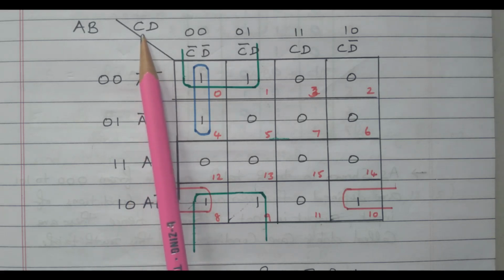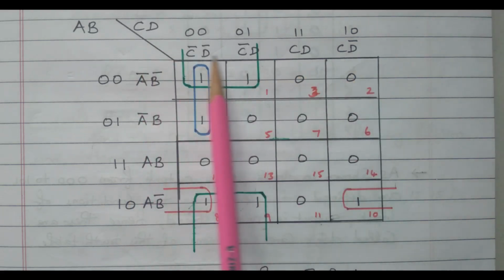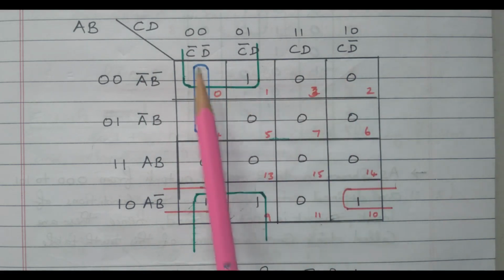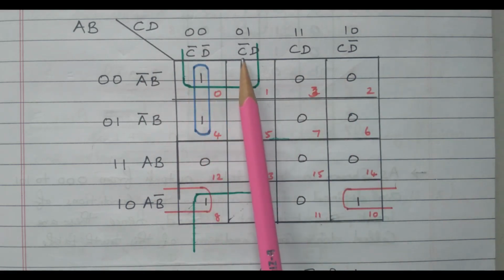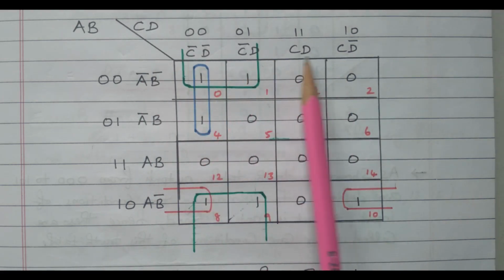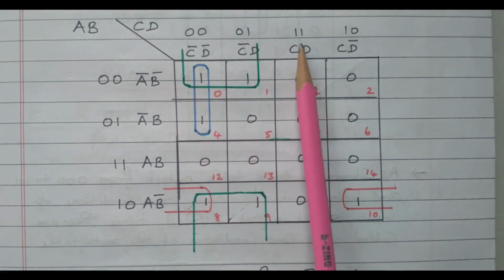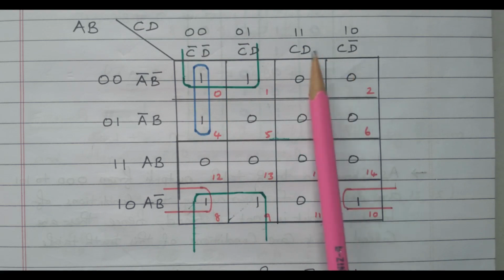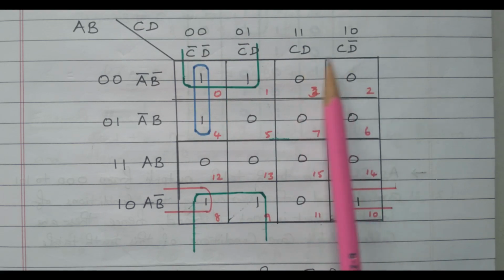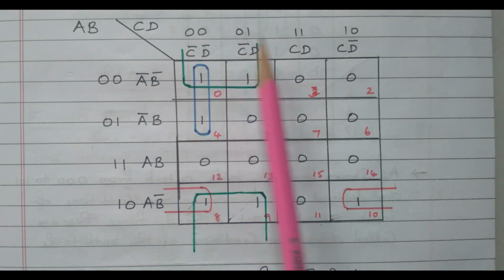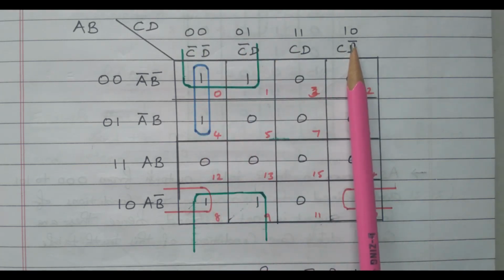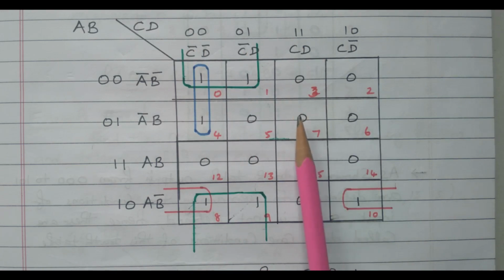Similarly, CD has 2 variables, so 4 possible combinations are available: C bar D bar, C bar D, C D, C D bar. That is 0, 0, 0, 1, 1, 1, 1, 0. So here also there is an interchange between the 3rd column and 4th column. 0, 0, 0, 1, 1, 0 appear in the 4th column, and 1, 1 appears in the 3rd column, right?